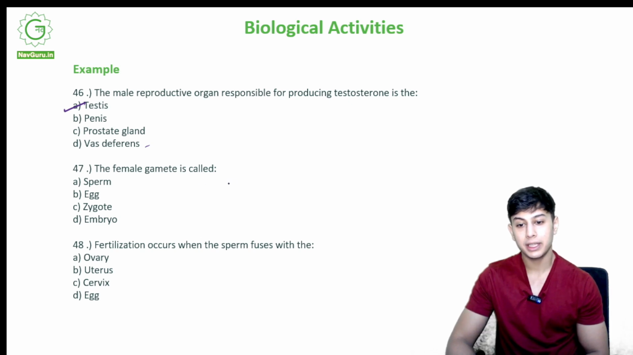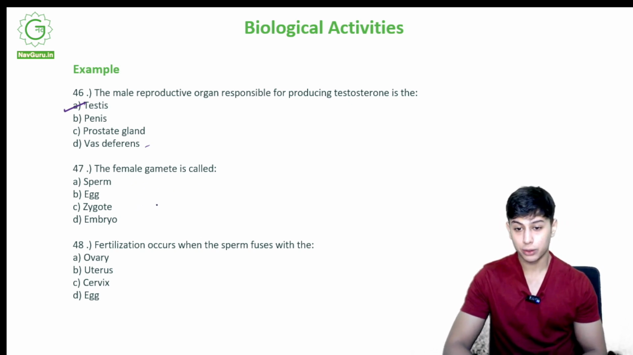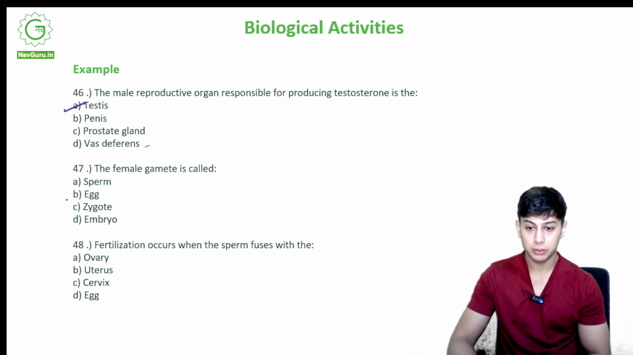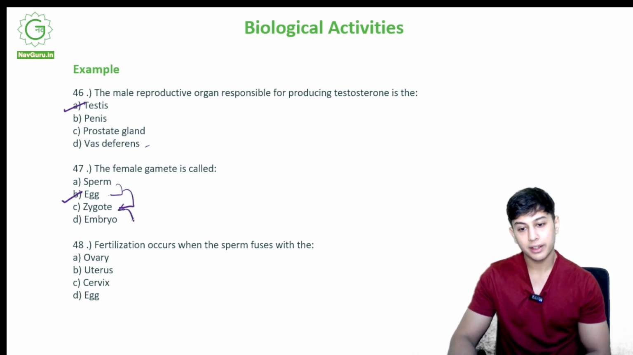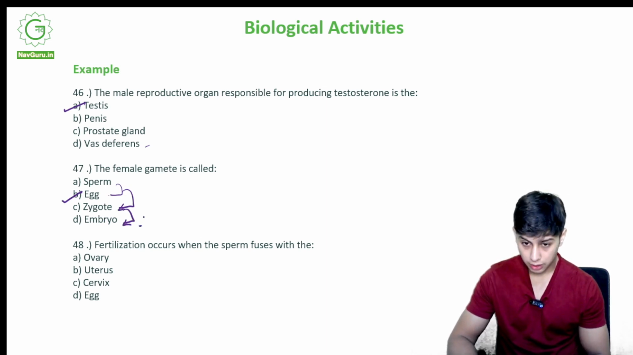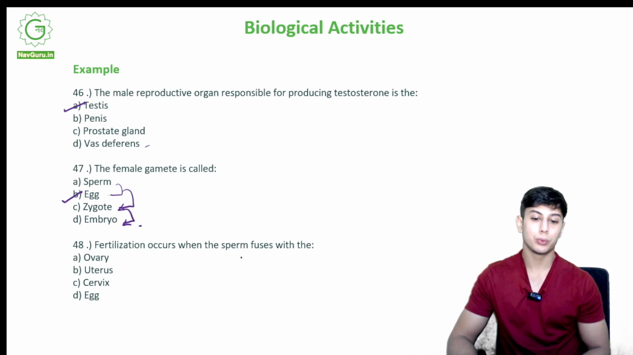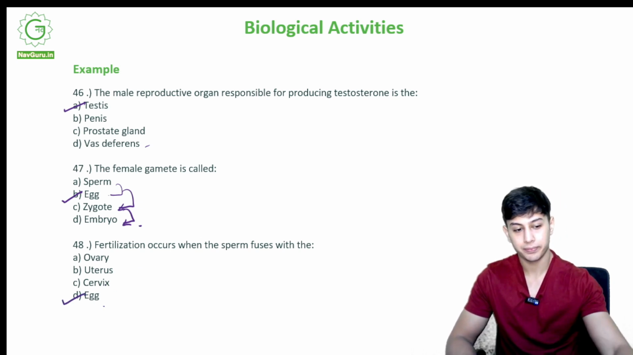The female gamete is sperm, egg, zygote, embryo. Correct option is B, egg. Alright, egg and sperm combine to form the zygote, which later forms the embryo. That was the fertilization process. Fertilization occurs when the sperm fuses with the ovary, uterus, cervix, egg. Correct option is D, egg.